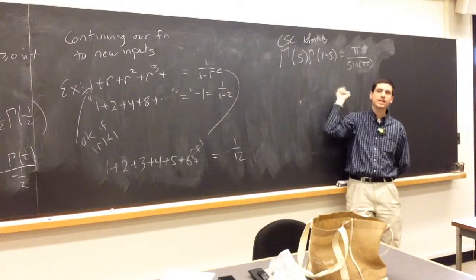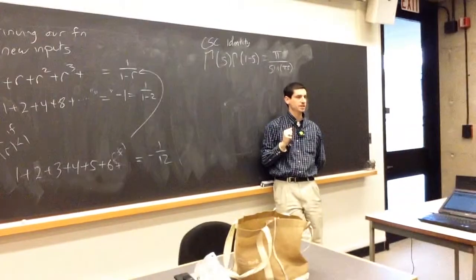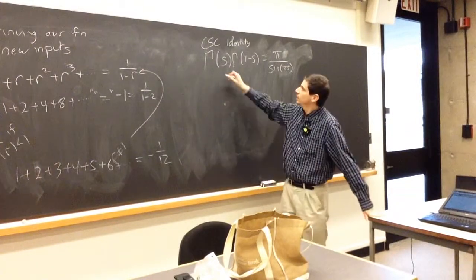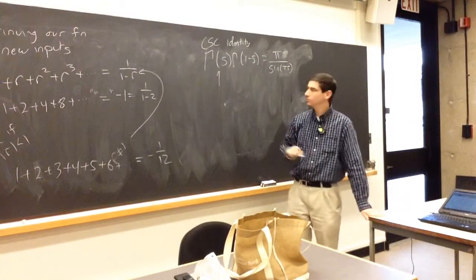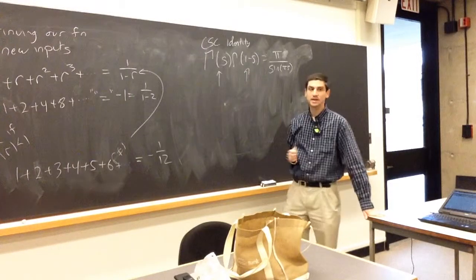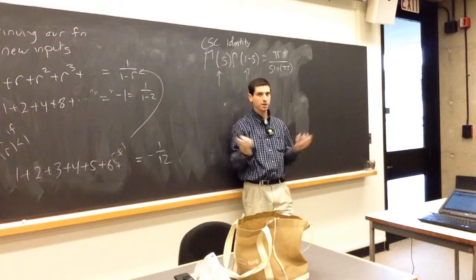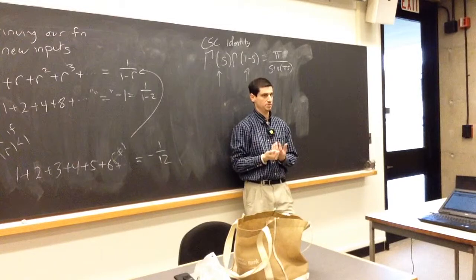You've got to be very careful when you're proving the cosecant identity. Your natural inclination is, well, let me write gamma of s as an integral. Let me write gamma of 1 minus s as an integral. And I've got a double integral. Let me play some games.